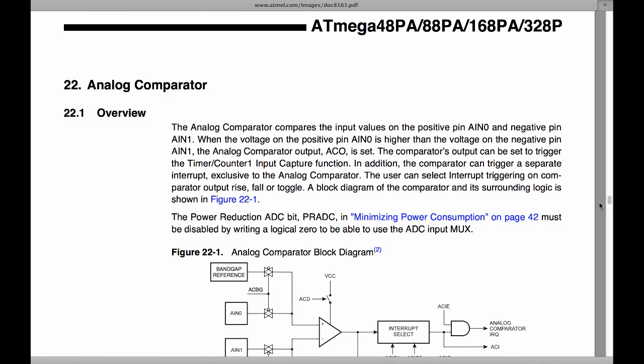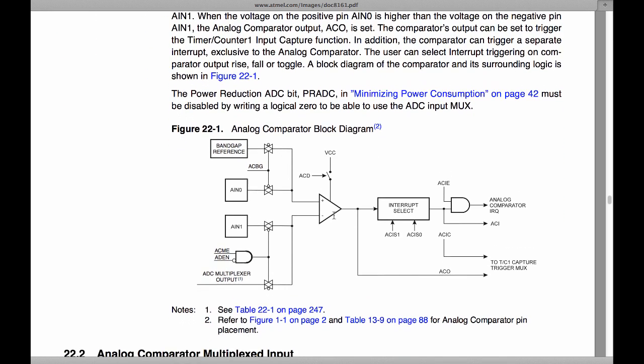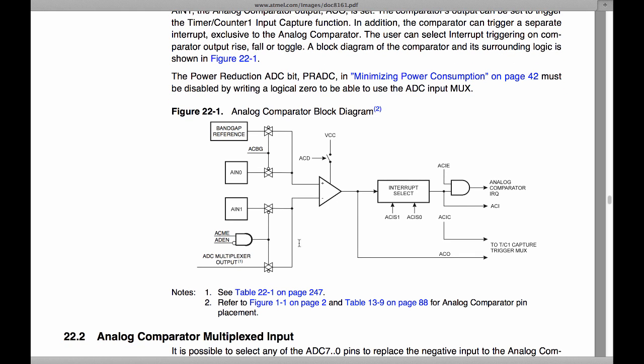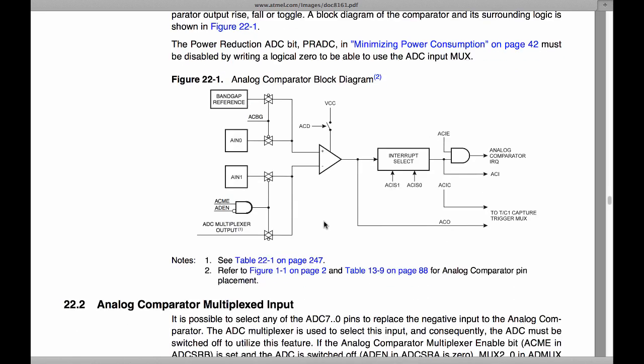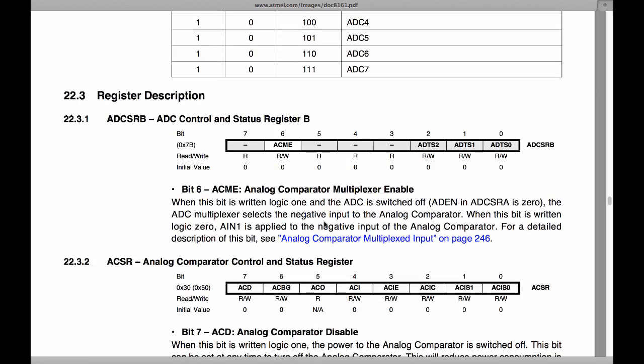Let's have a look at the ATmega datasheet real quick, so you get an idea how to deal with these registers and bits. This is the analog comparator, chapter number 22. This is a really big datasheet, a few hundred pages. So chapter 22 is a few pages about what we just were discussing. The first thing you see is the block diagram for the analog comparator that I discussed. And then we can go on to the discussion of these registers.